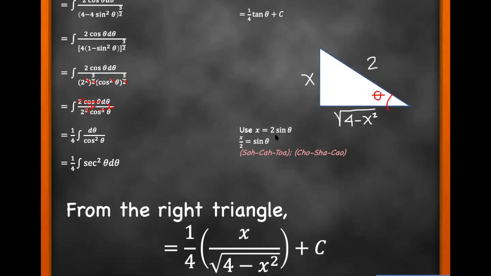Now we have the final answer. From the right triangle, we have 1/4 tangent theta is equal to, so to replace theta, we need to utilize this triangle here using the principle of SOHCAHTOA. Opposite over adjacent is equal to tangent. So x over the square root of 4 minus x squared. So this is now our final answer. Don't forget to put the plus C, or the arbitrary constant, since we are finding the indefinite integral.